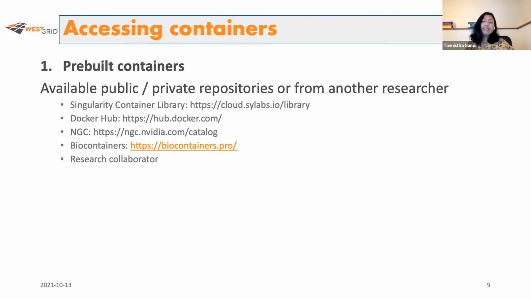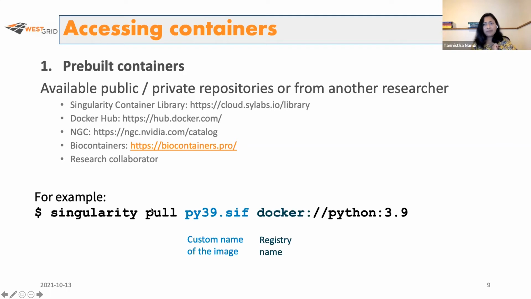So once you have identified a pre-built container image that you want to use, let's say from a registry that includes all the software you need, then you can download this image into one of your directories using the Singularity pull command. So here is an example. This Singularity pull command will pull an image of Python version 3.9 into the current directory and name the image py39.sif.